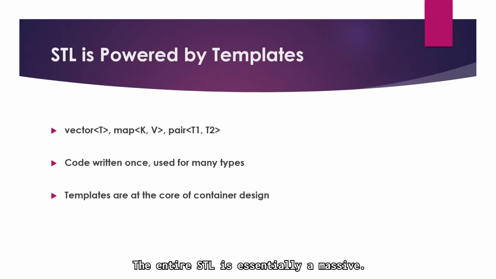The entire STL is essentially a massive demonstration of the power of templates. Let's look at a few examples. vector<T> stores a sequence of any type. map<K, V> holds key-value pairs of any type combination, and pair<T1, T2> bundles two values together. Thanks to templates, STL gives us a set of incredibly versatile tools that work with virtually any data structure or algorithm. We don't need to write separate versions for integers, floats, or strings. We write it once and let the compiler handle the rest. That's not just powerful, it's elegant.